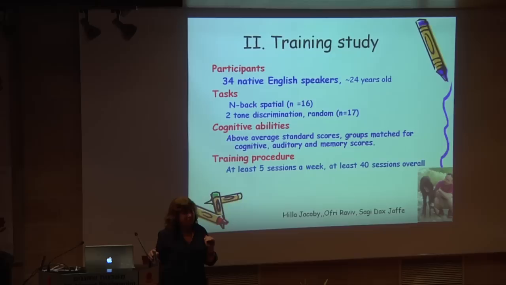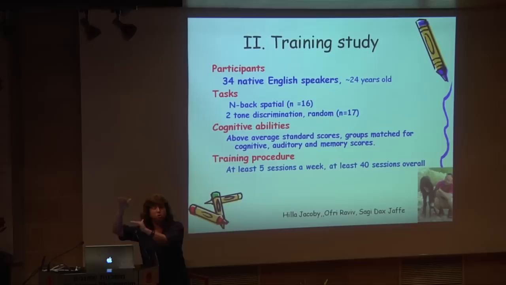So we wanted to do something with no regularity because it has to push your working memory and potentially gets more generalization. So we trained on the two-tone discrimination with no regularity, so it keeps changing, so you have to use your working memory. And we also trained another group on a working memory task, which is very demanding. This is an example, sorry, of an N-back task. So this is a special N-back, this is what they trained with.